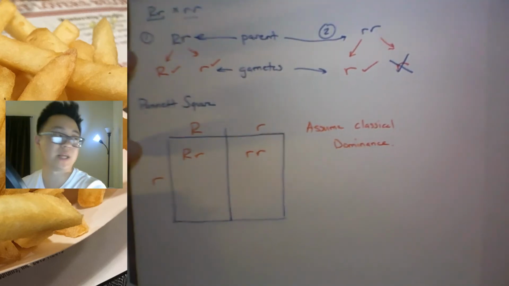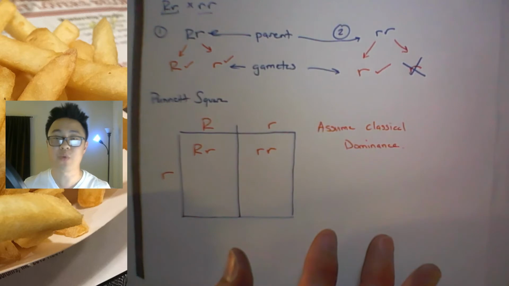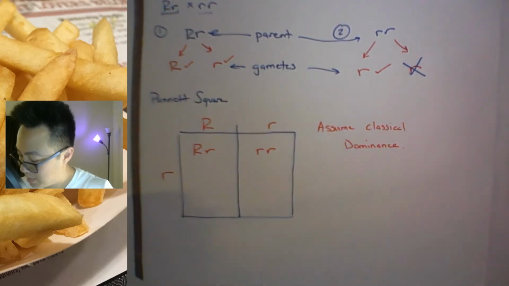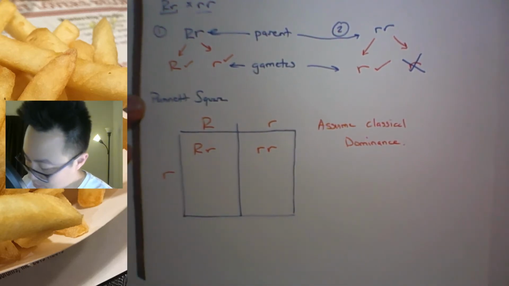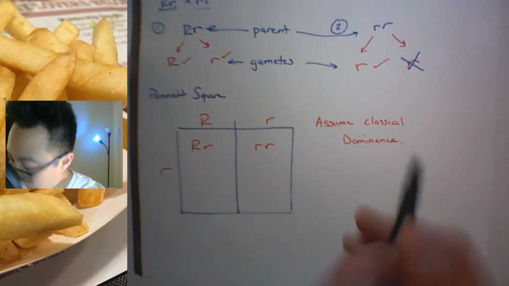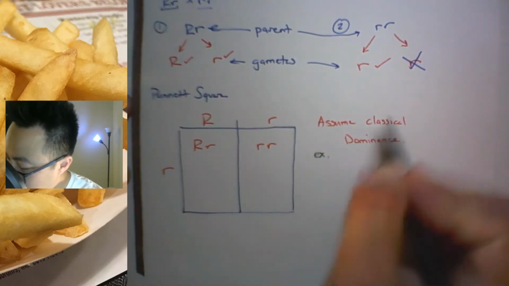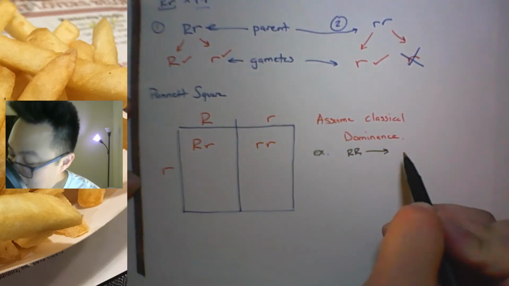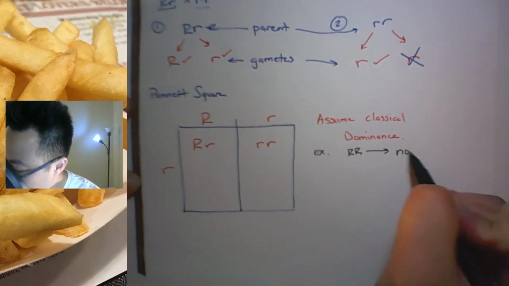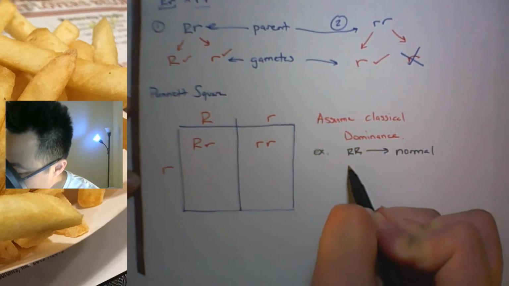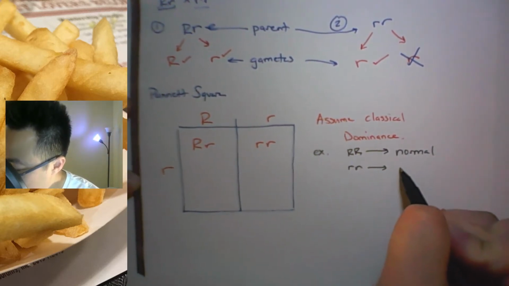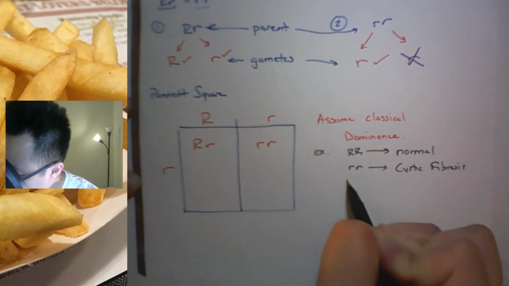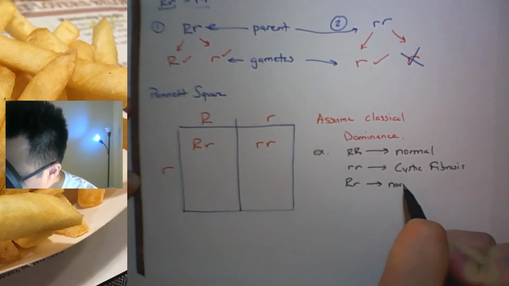And I only assume classical dominance if no other information in the problem is telling me otherwise. Okay. So if I were in an example here, big R would express normal phenotype. If I have little r, this would be an individual with cystic fibrosis. And if I had big R, little r, they would be normal.